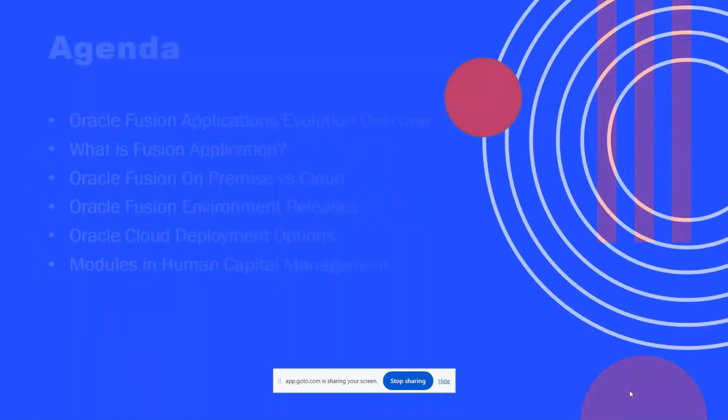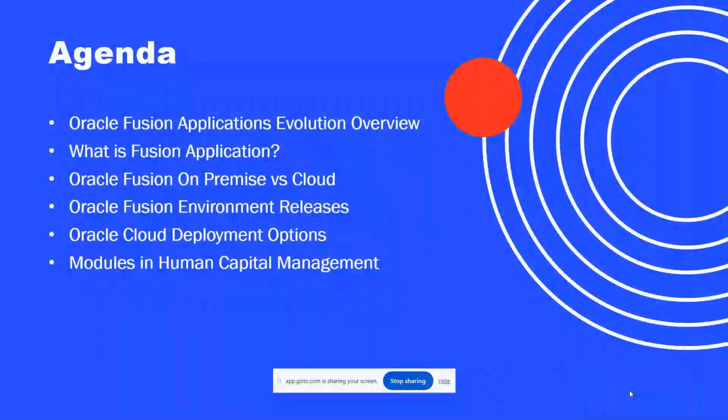So this is the agenda for today. We are going to see an Oracle Fusion application evaluation overview, what a Fusion application is, how a Fusion application is different between the on-premises and cloud models, what environmental releases we have, and what all modules we have in Oracle HCM, or Human Capital Management.